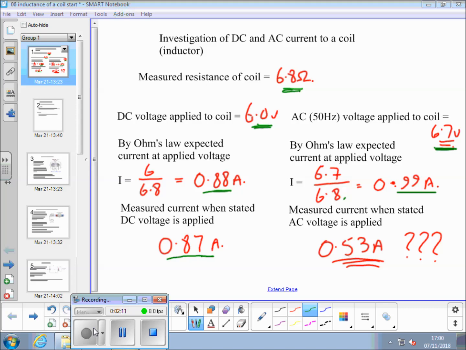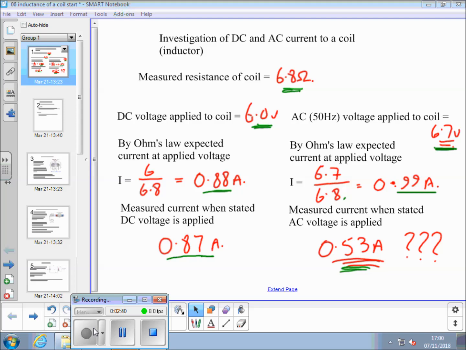You might well think that'd be right. When we actually turned on the ammeter, we got 0.53 of an amp instead. What on earth is going on? So what we need to do is try to explain that through the theory around coils and inductance.